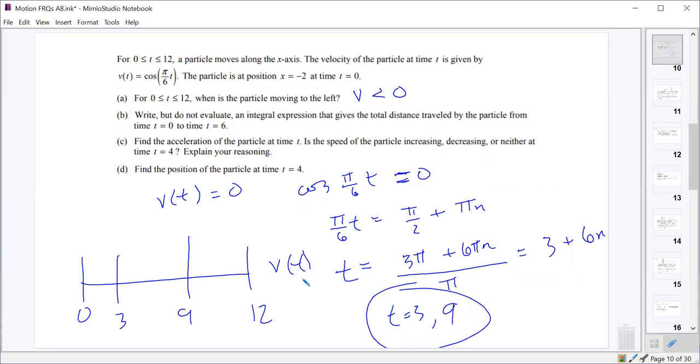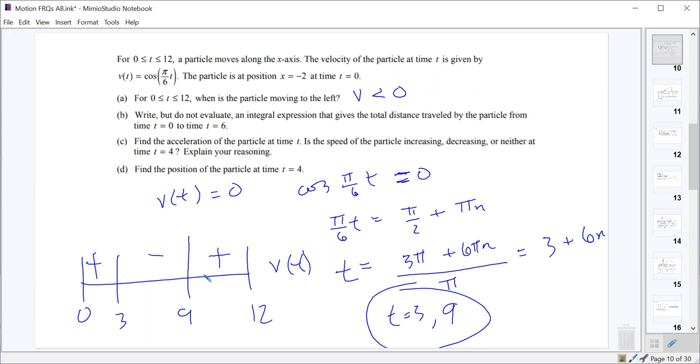Do a sign chart for v of t to make sure you know when it's moving left. So if you plug in something less than 3 but greater than 0, for example, we could plug in 0. So the cosine of 0 is 1, which is positive. Plug in something between 3 and 9, like 6, would give me cosine of pi, and cosine of pi is negative. And then something like 12 gives me cosine of 2 pi, which is again positive.